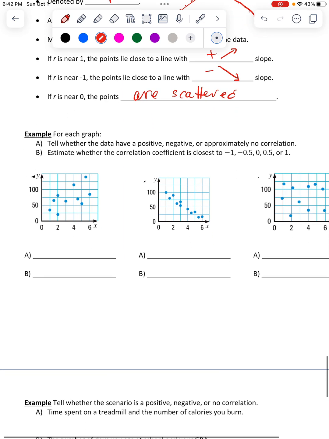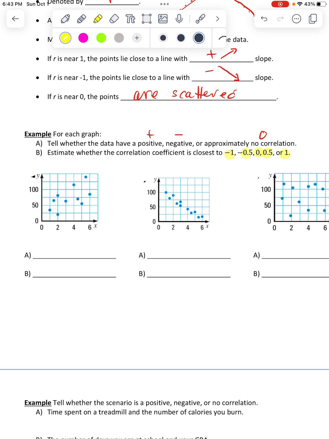So this is asking us to tell whether they have a positive, negative, or basically no correlation. We're estimating it to be one of these numbers. So perfect fit would be the 1 and -1. No correlation at all would be 0. And something kind of in betweenish would be the 0.5s.